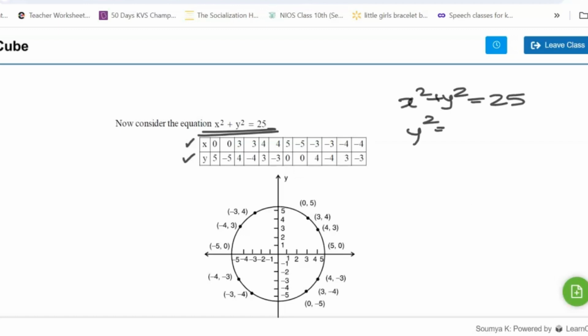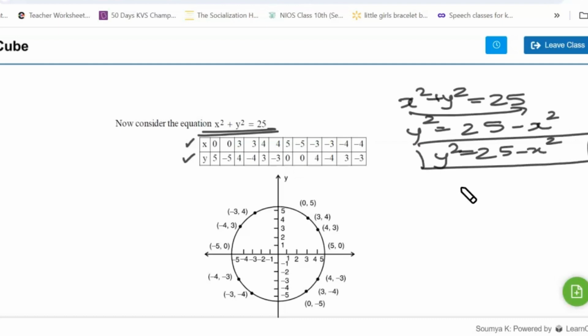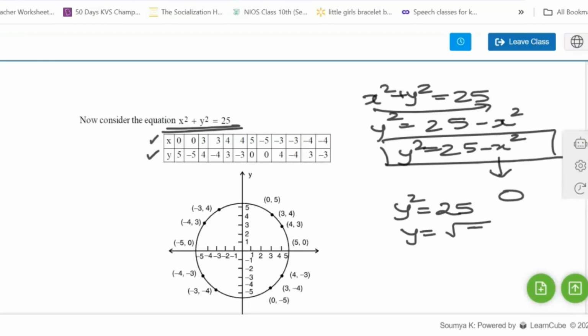So y square equal to 25 minus x square. This x square will go to the other side. It becomes subtracted from here. 25 minus x square is the value for y square that you will be getting. So now accordingly change the value of x and get the value of y. So for example, the first value is 0. If you put 0 here, y square equal to 25 minus 0, that is y equal to square root of 25, plus or minus, that means you will be getting 5 and minus 5 as the values.